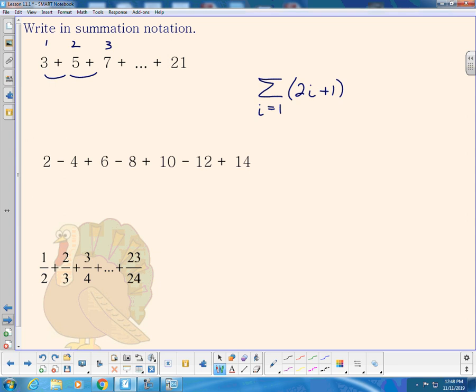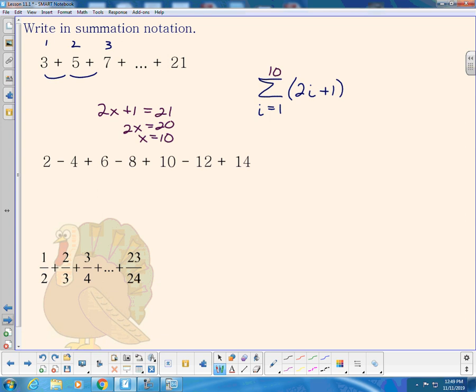Hard part. What's my upper limit? I know I'm starting at the first term. What term am I ending at? So what you have to do is take your function that you just wrote, set it equal to 21. X equals 10. So the last value, what this equals, so this is going to be a 10. Does that make sense?